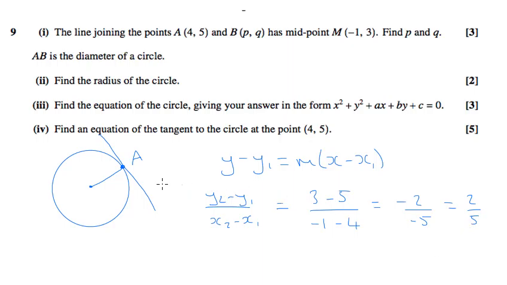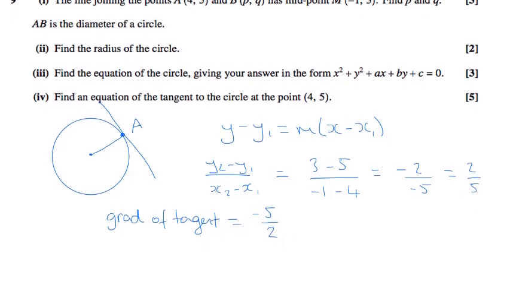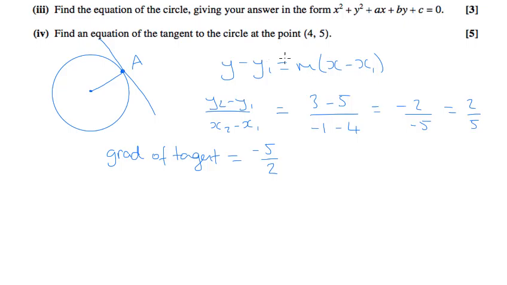We want the gradient of the tangent to that line. So the gradient of the tangent line is going to be the negative reciprocal of the gradient of the radius. So it's going to be negative 5 over 2. So we've got everything we need now. We've got the point, we've got the x1 and y1, we've got the gradient, so we can now use y minus y1, and y1 is 5, equals the gradient of the tangent times x minus 4.